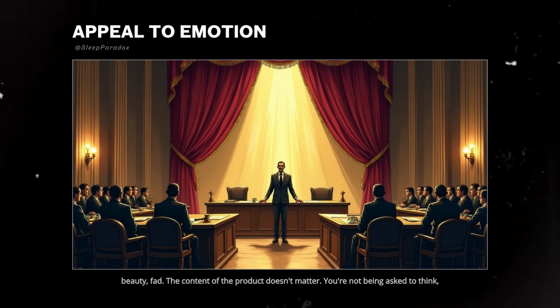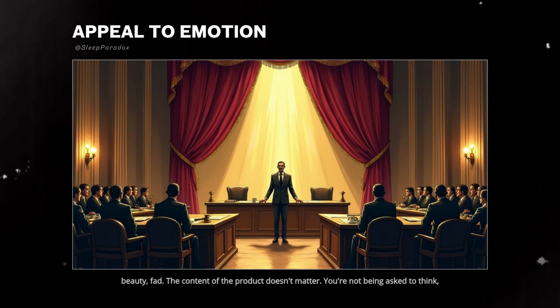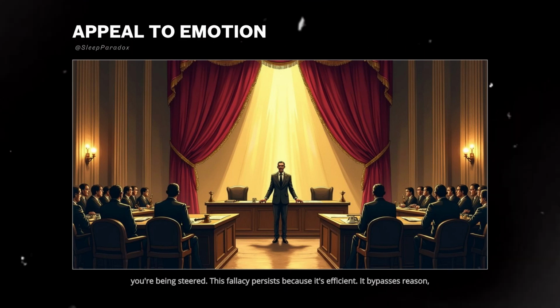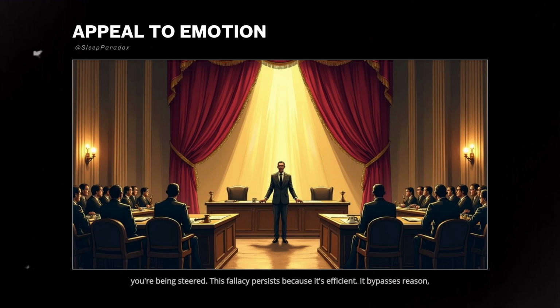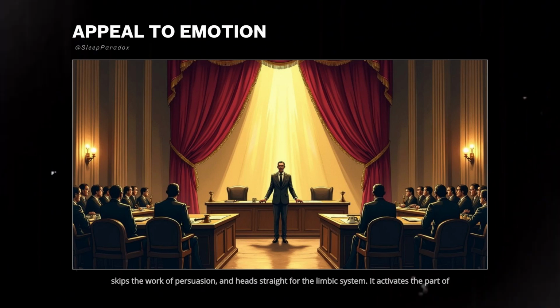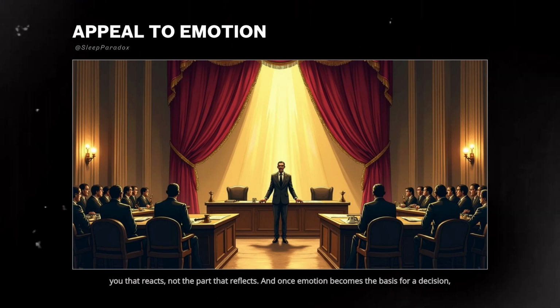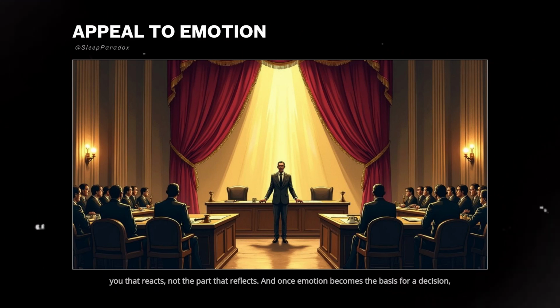The content of the product doesn't matter. You're not being asked to think, you're being steered. This fallacy persists because it's efficient. It bypasses reason, skips the work of persuasion, and heads straight for the limbic system. It activates the part of you that reacts, not the part that reflects.